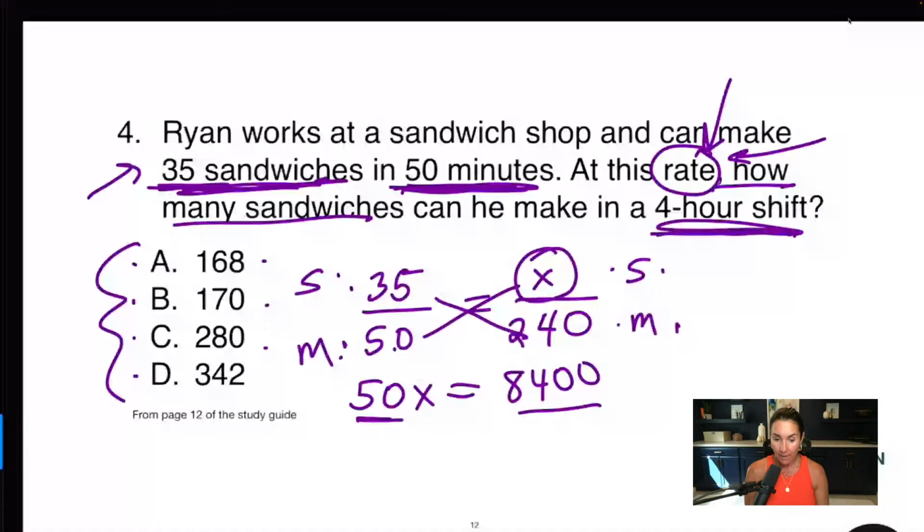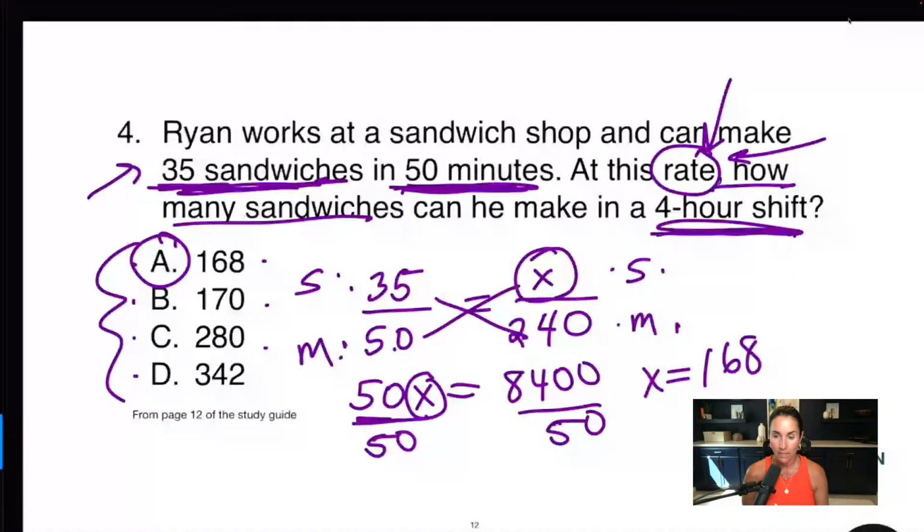But in this case, I'm actually going in the right direction because I know 50 goes into 840 because in order to isolate this X, I have to divide by 50, and I get 168 sandwiches in a 4-hour shift. X equals 168. All right. Now, there are shortcuts you can do. There are all kinds of things you can do. I like to set it up this way.